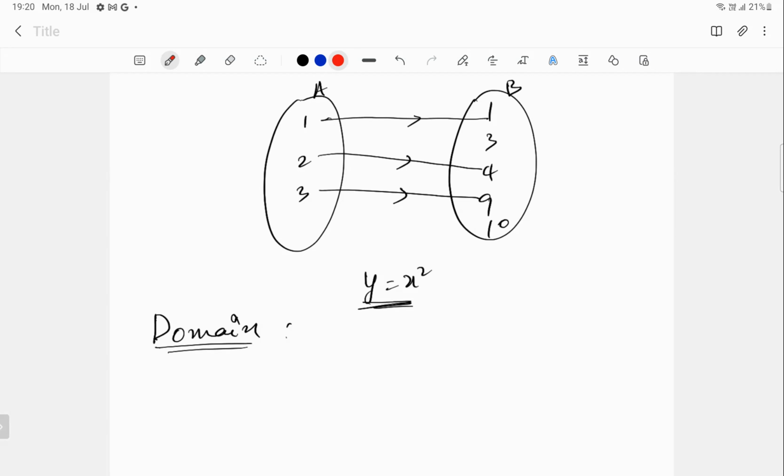If any one element is left only in B, it will not be left in A. For example, suppose there is 4 in B and it's not related to anything here, it is left out, right? But the domain will remain this complete set. 1, 2, 3, 4 will be your domain, even if you don't relate it. We'll study about the part that is left out also. First, write it down. I'll just give you the definition of domain.